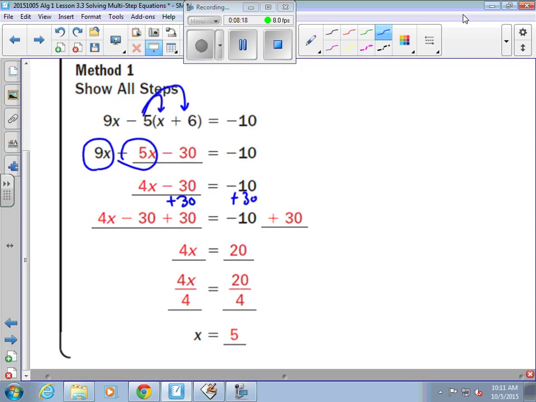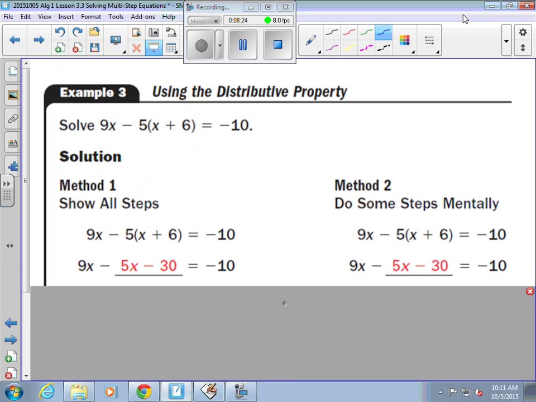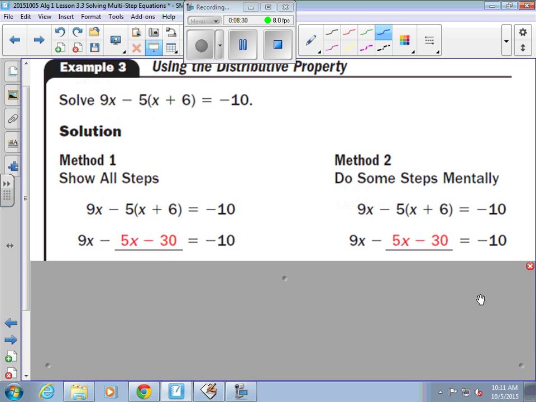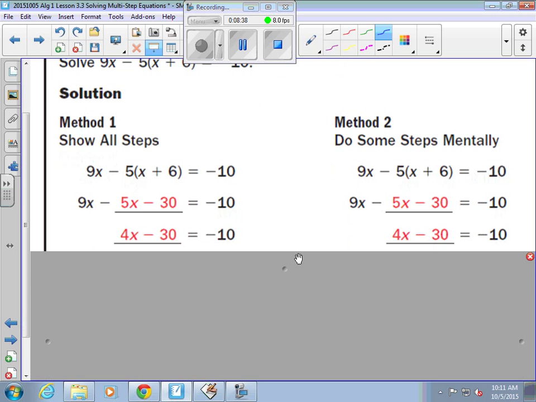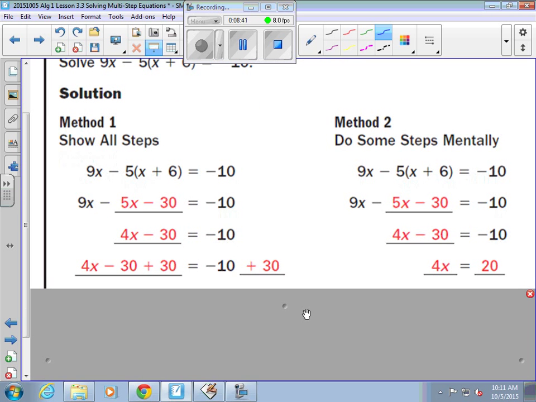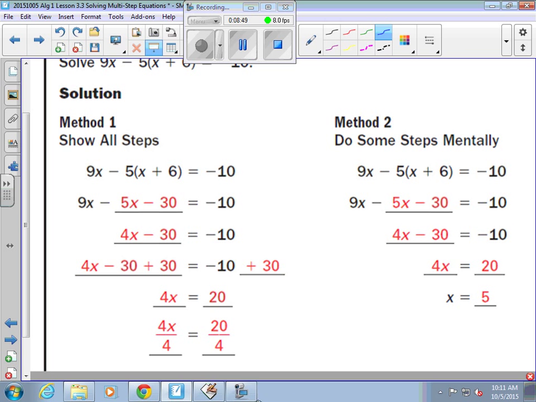Okay, that's showing all steps for the first method. Showing all steps, everything involved. Let's look at it if you do some of it mentally. 9x minus 5x minus 30. 9x and negative 5x together is 4x minus 30. Add 30 to both sides, and you have 4x equals 20. Notice it just didn't write in the plus 30 for both of them. And then divide both sides by 4 to get x is 5.